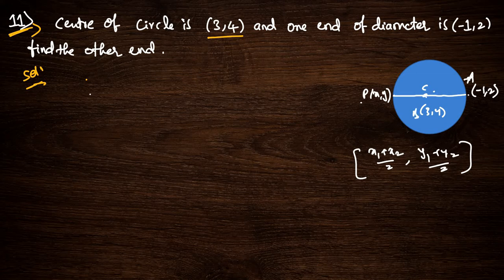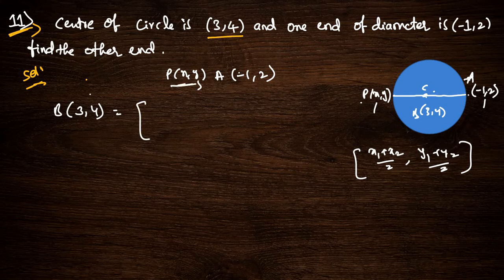So B is equal to 3 comma 4, this point. These are the two points whose midpoint we have to find: P(x, y) and A(minus 1, 2). Now we have to substitute the values. This is x1, y1 and this is x2, y2. So x1 plus x2 means (x plus minus 1) divided by 2, and y1 plus y2 means (y plus 2) divided by 2.